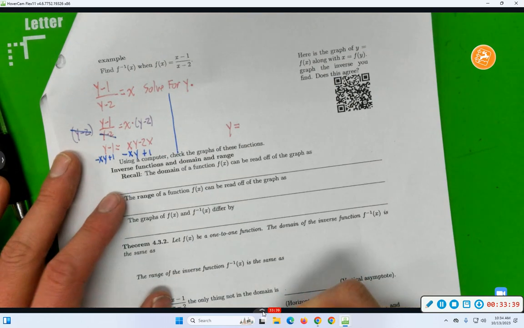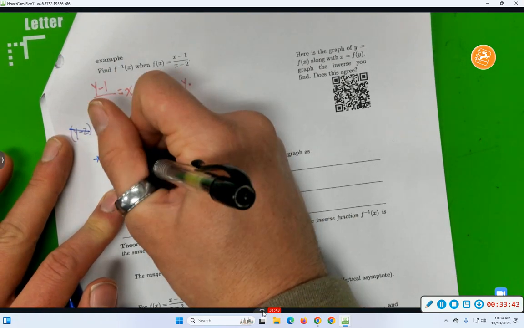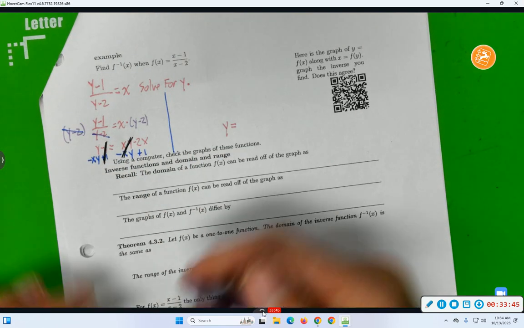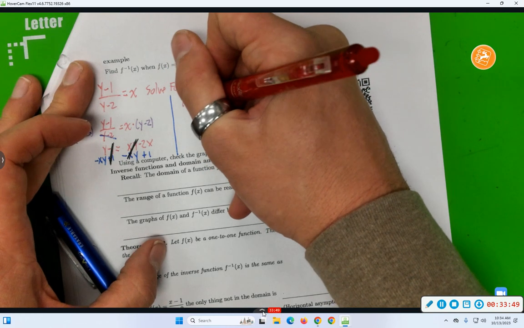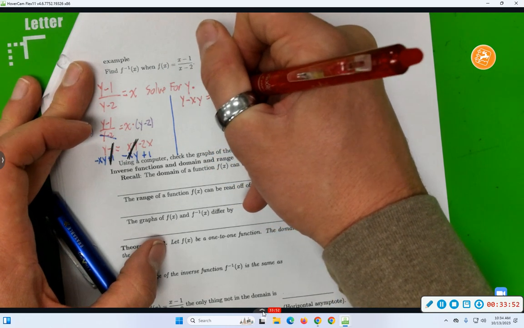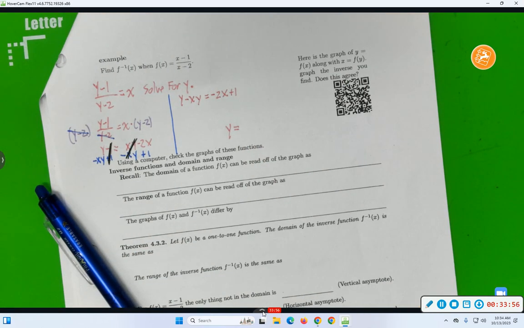All right, so let's do that. So we add 1 to both sides. That cancels with these ones. We subtract xy from both sides. That cancels those. We wind up with y minus xy equals negative 2x plus 1. Seem okay? And all the y's are at least now on the same side.